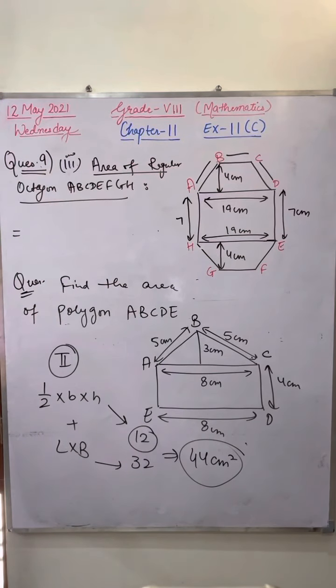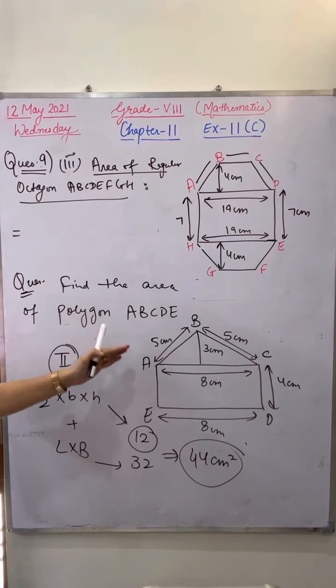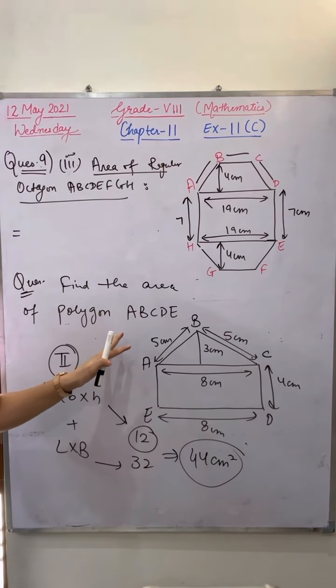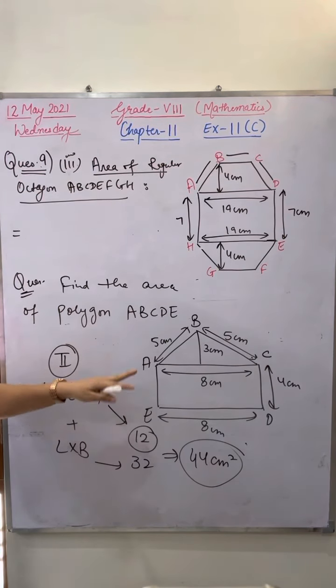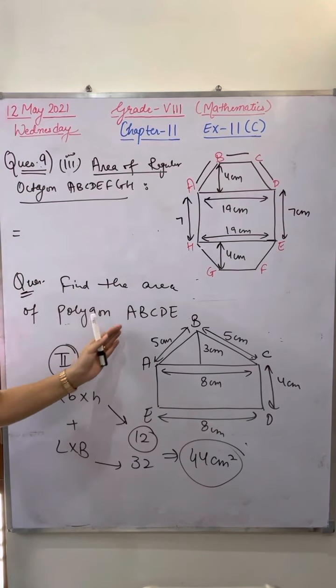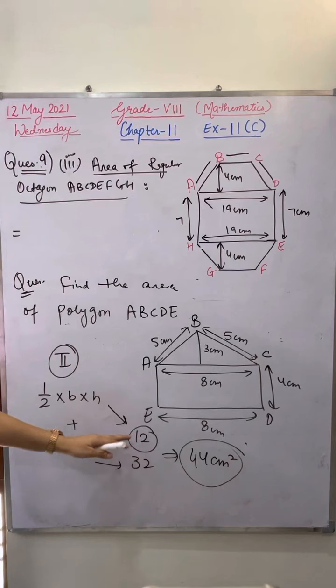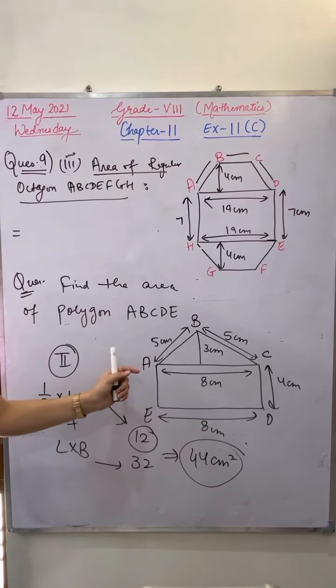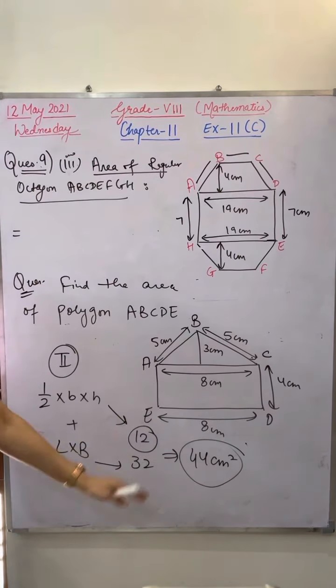Right? So this is the extra question which I have given to you. In this way you have to see in how many shapes you can split the complete figure. In 2 parts, 3 parts, whatever the parts are. Then take out the area one by one, and then add the areas, you will get the complete area of that figure.